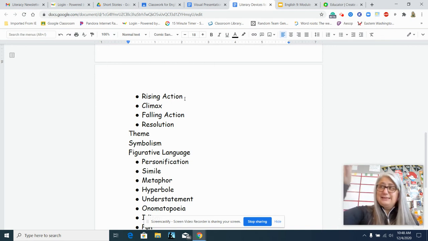This is the climax. This is one example of the falling action, because sometimes falling action is much shorter than the rising action. So at least give me one. And this is where the story is resolved.